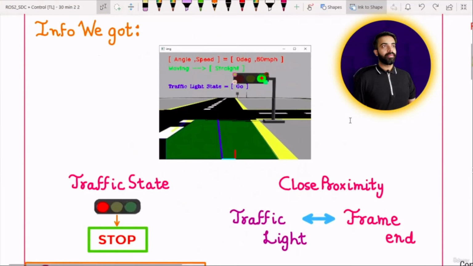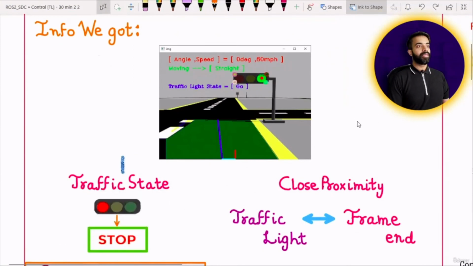Fourth and the final feature is of crossing intersection. The info that we got from the traffic light detection was the state of the traffic light and the proximity of the traffic light to the self-driving car.